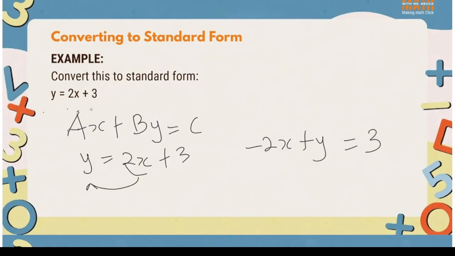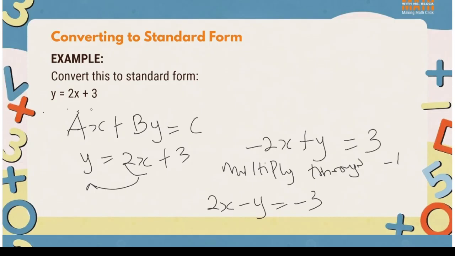Now that a is negative, what do we do? We multiply through by -1, so that when we multiply this by -1, this becomes 2x minus y equals -3, and this is the standard form. That is the answer. So we just converted this to standard form. 2x minus y equals -3.